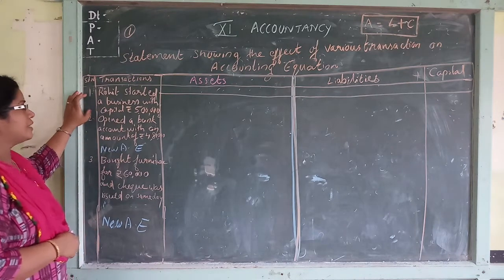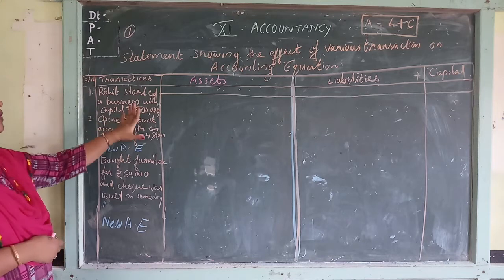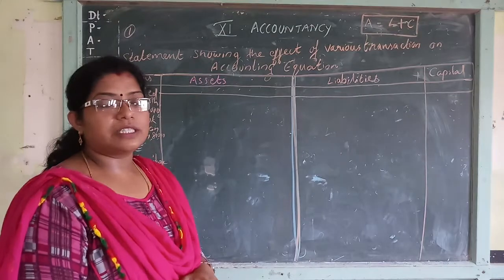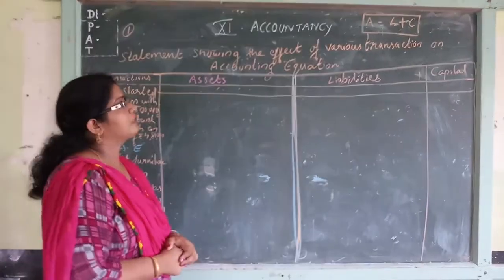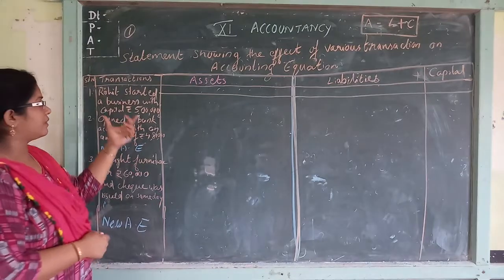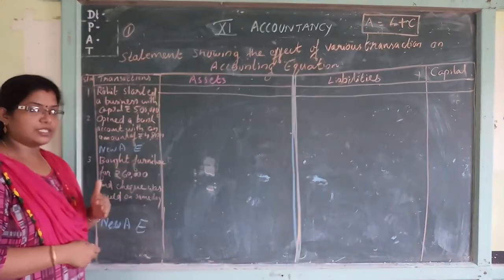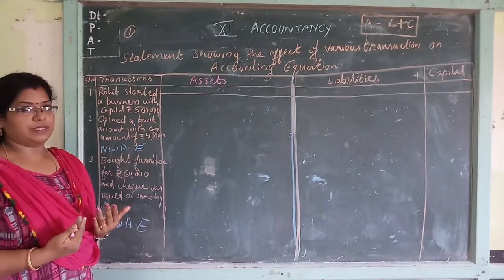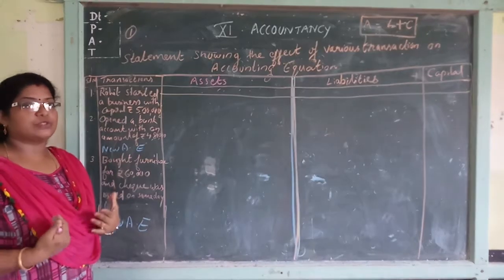First transaction: Rohit started a business with a capital of rupees 5 lakh. What are the two effects in this first transaction? In this transaction, what comes into the business? Cash comes in. From whom? From Rohit. From Rohit, cash comes into the business.